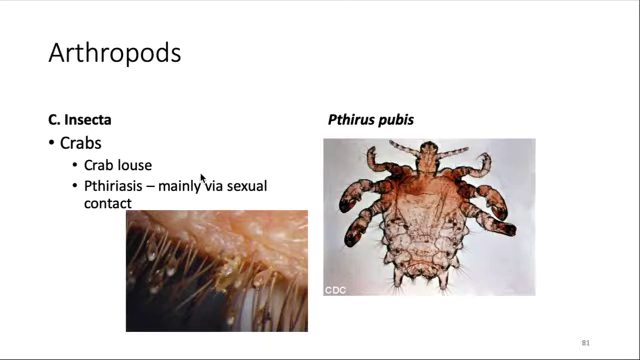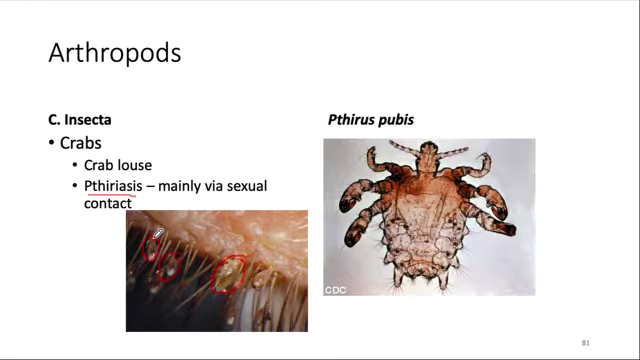Then we have the crabs, Pthirus pubis, the pubic crabs, the pubic lice, and they cause the disease or the infection pthiriasis. Pthiriasis, for example, is what you have in the picture, where you can see that the pubic area is infested with crab.